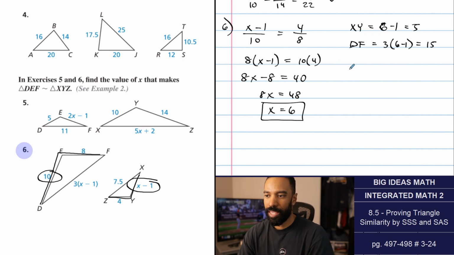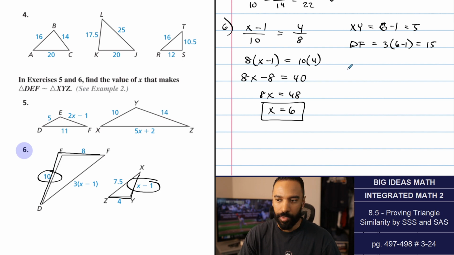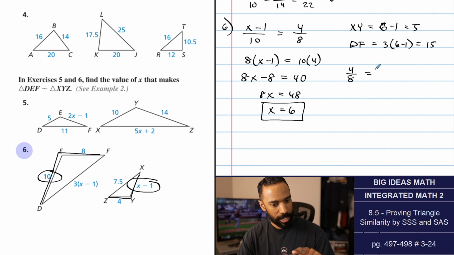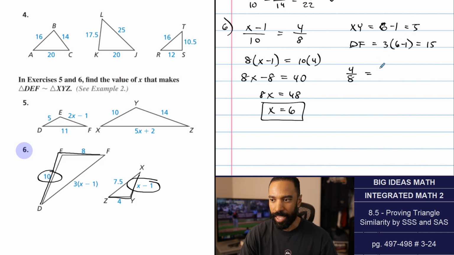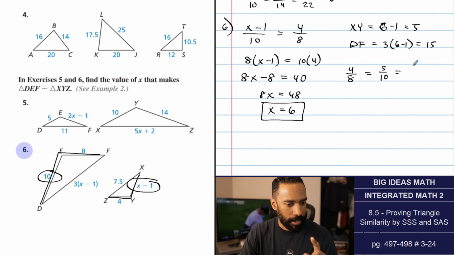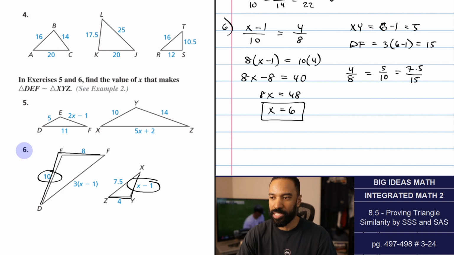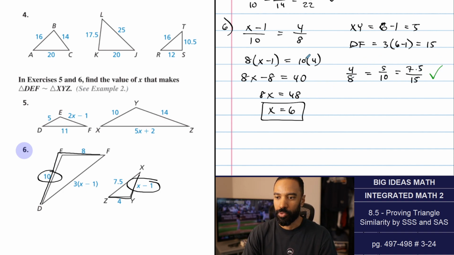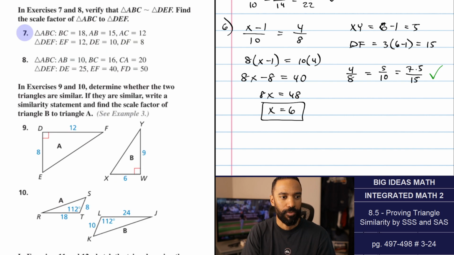So let's see if 4 over 8, 1/2, equals x minus 1, which is 5 over 10. That's 1/2. And 7.5 over 15. I ignored the 7.5 before, but now we see that it seems to work out. That's also 1/2. So yes, x equals 6 is the one that makes them similar by side, by the way. I've only done 4 problems so far.